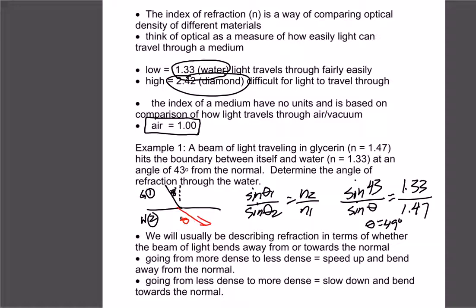And that's a good way to kind of remember these. If you go from more dense to less dense like we did, the wave will speed up and bend away from the normal. If we went from less dense to more dense, it's going to slow down and bend towards the normal.